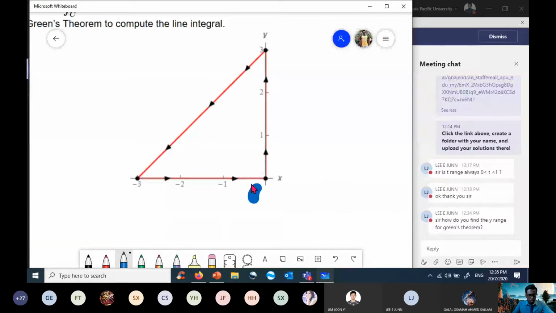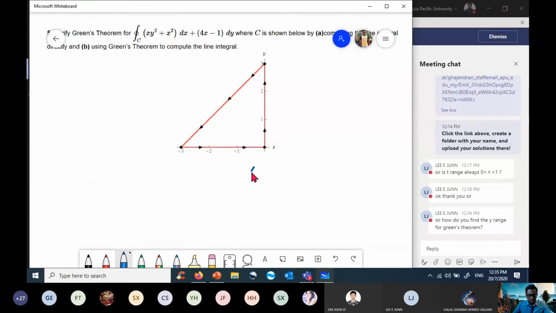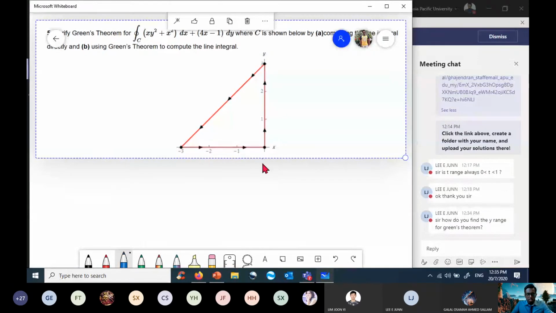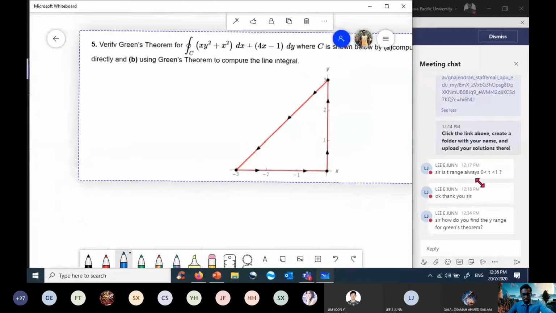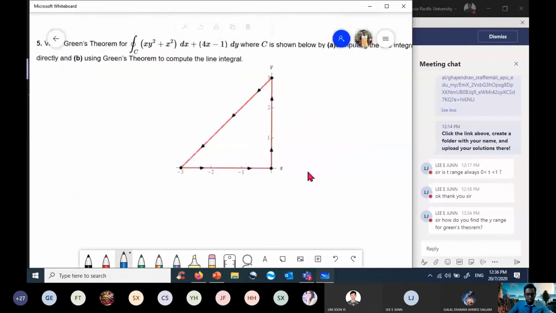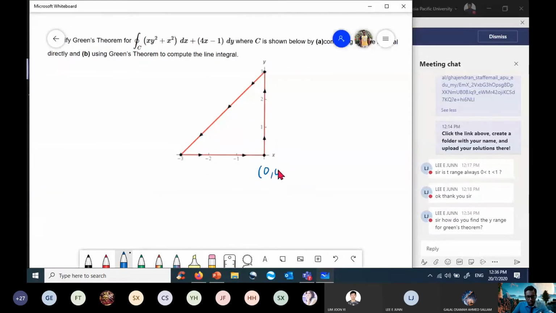Okay, so here's the origin coordinate 0, 0, and here there's negative 3, 0, and this coordinate is 0, 3. So the x is quite easy to find out. The x is from negative 3 until 0.